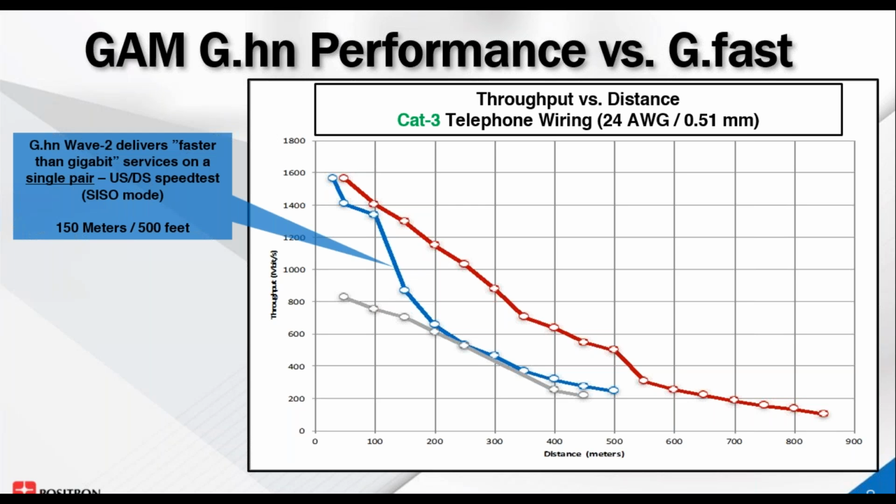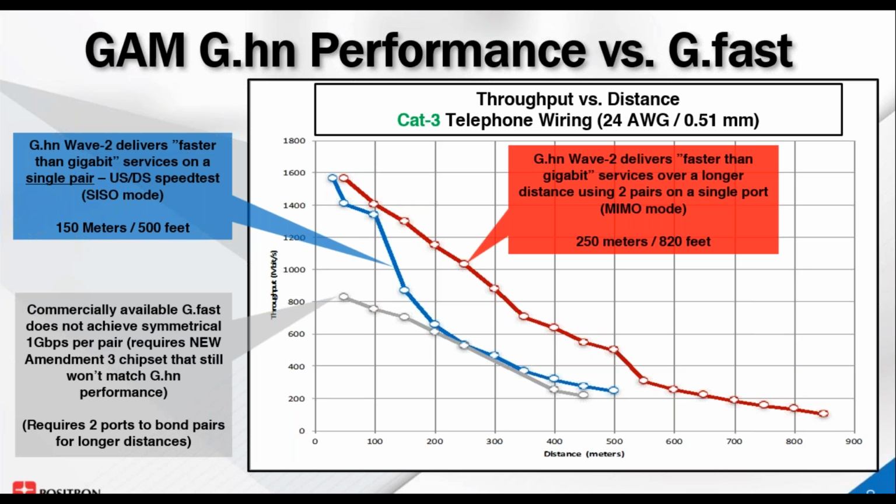in buildings. The blue line is when we have a single pair to a subscriber. So you all know about SISO and MIMO from wireless ISPs. G.hn does the same thing. So we can have 1 or 2 pairs. So the blue line is a single pair, and up to about 100 meters, the distances are in meters, so about 300 feet, we present very close to 1.4 gigabit of aggregate bandwidth.